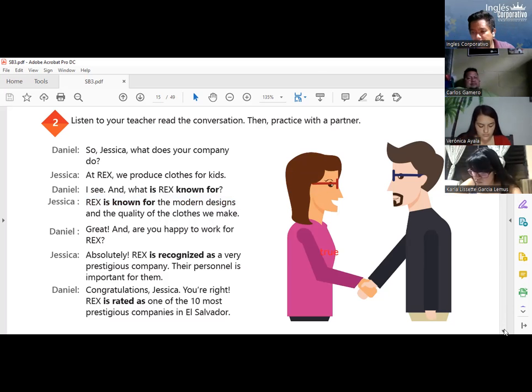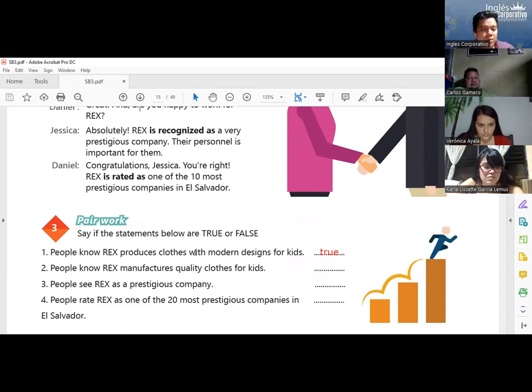Ok, ahora bien, como dice acá, people know Rex manufactures quality clothes for kids. So this one becomes true, right? Entonces acá se convierte en verdadero. So let's write down true over there. Next, it says, people see Rex as a prestigious company. True or false? True. Why true? Okay, that's true. There you go.